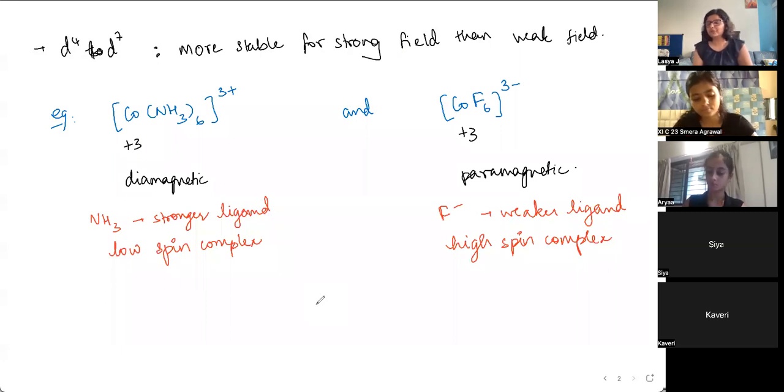So let me know once you've written this down. Then we'll now move on to tetrahedral complexes. Once you guys have got the hang of this, tetrahedral is pretty easy because everything remains the same, strong field, weak field. There are only minor differences because the shape is different. Everything else will remain the same.